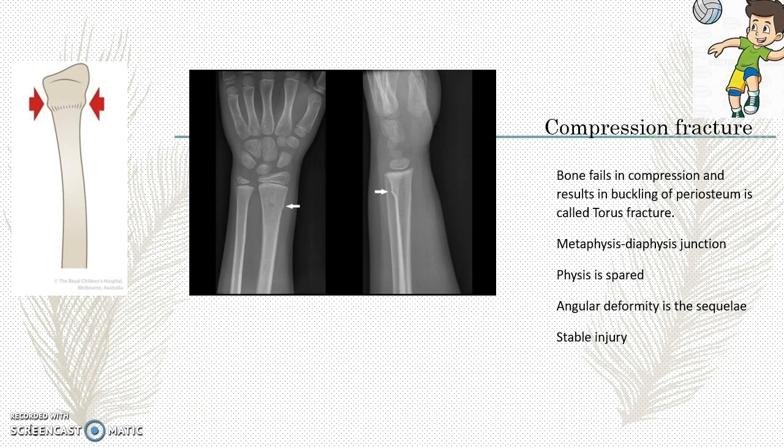And you can see the white arrows on the x-rays showing the buckling of bone, and red arrows on the left side also showing the buckling of the bone in the metaphyseal area of the distal radius. And sometimes it ends up with an angular deformity, but it is most commonly a stable injury and does not need any sort of intervention other than casting.